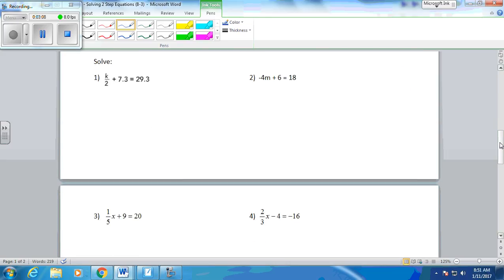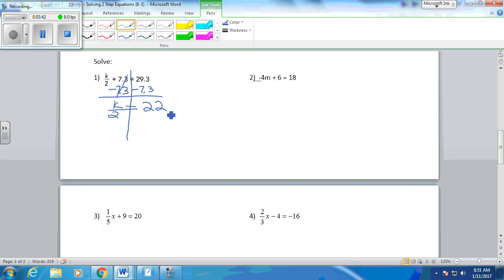Question number 1. They are showing us here that I've got k divided by 2 plus 7 3/10 equals 29 3/10. I like to again draw the line down the equal sign to remind myself that there are 2 sides to the equation. I have an addition sign, so the opposite of addition is to subtract or inverse. So I'm going to subtract 7 3/10 from both sides. Bring down the k divided by 2. We have not done anything with that. 29 3/10 minus 7 3/10 will give me 22.